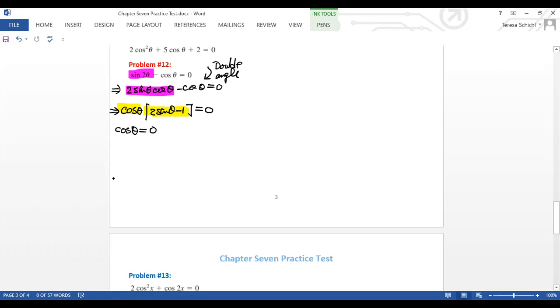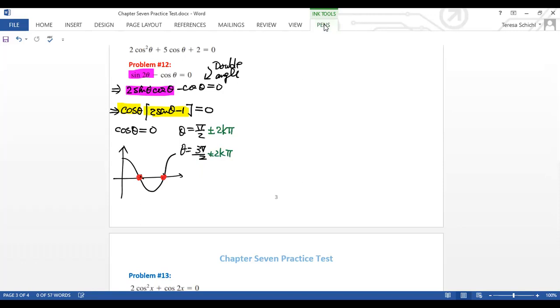Okay, so now let's take a look at cosine theta. Where is the cosine theta equal to zero, right? So it's here and here. Okay, so what is my theta? Theta is pi over 2, and theta is equal to what? 3 pi over 2, right? So this is pi over 2 here. This is 3 pi over 2. They make cosine equal to zero. Of course, the general solution is plus minus 2k pi, right? Because the period for the cosine is 2 pi. So you plus minus 2k pi.